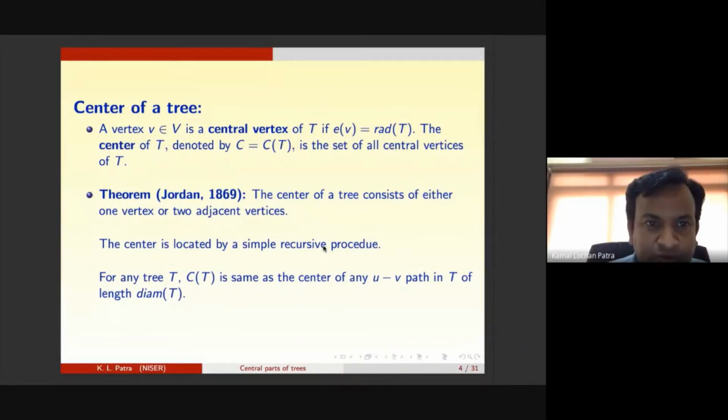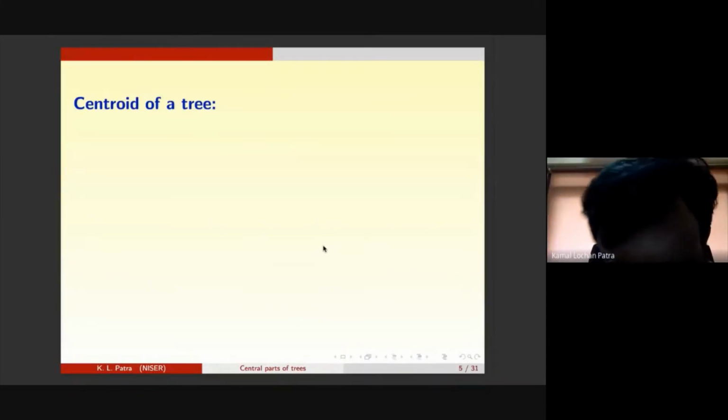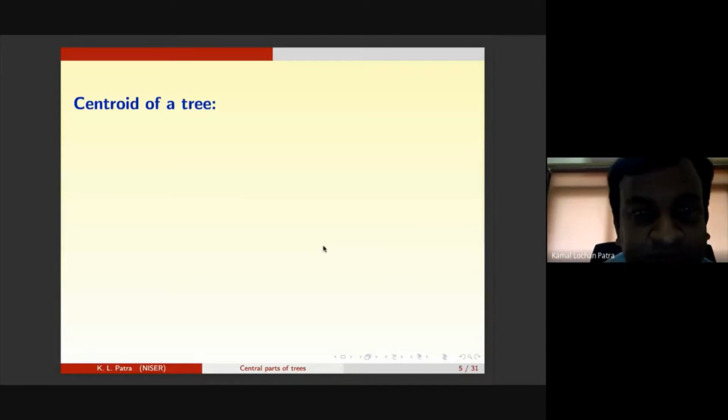So next, we move to the centroid of a tree. So please stop me if you have any question.